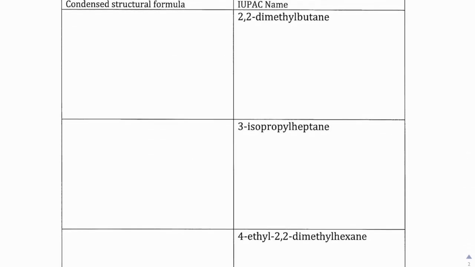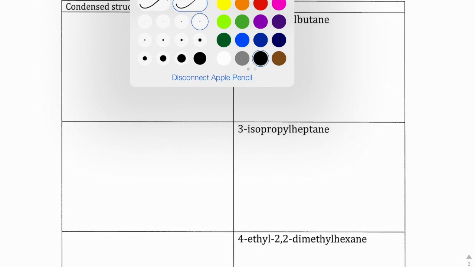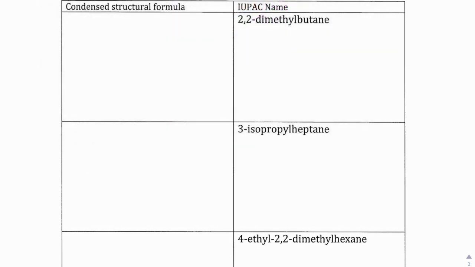Now we're gonna go create the condensed structural formula from the IUPAC name. Again, in the previous video I went from the IUPAC name to the bond line. In this case, I'm going to go from the IUPAC name to the condensed. So let me just make this smaller. Perfect. So off the bat, I noticed there's a dimethylbutane.